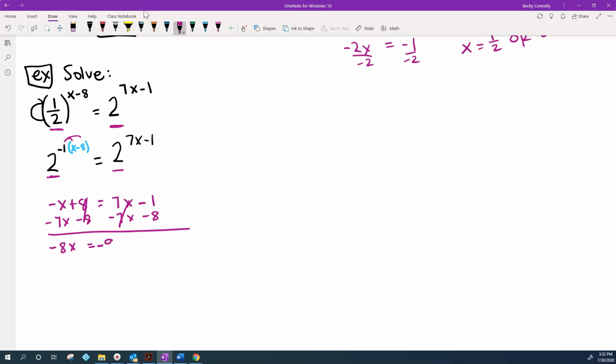There. And so that will give me negative 9, and then divide by negative 8. So x will be 9/8 for the answer. Okay. And some people are like, oh, that looks like a crazy one to try and check, but you could check it with your calculator if you're not sure. Okay.